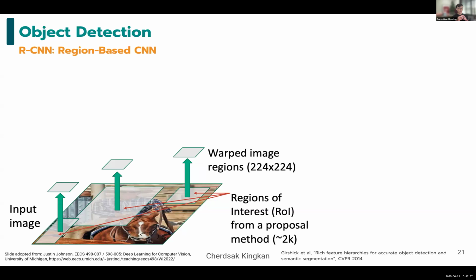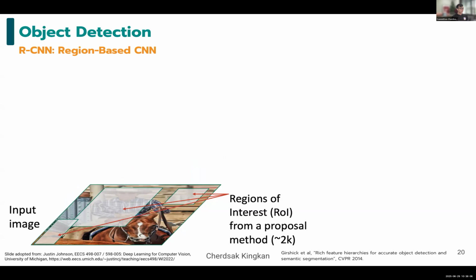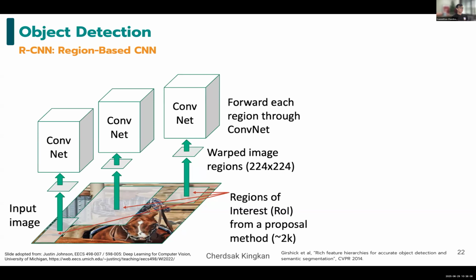We warp this image to a certain size, for example, 224 by 224. So we warp it because a region proposal or region of interest could be in different sizes, but our CNN model requires a fixed size input. That's why we need to warp the image into a certain size, for example, 224 by 224. And then we feed that into a ConvNet or CNN.